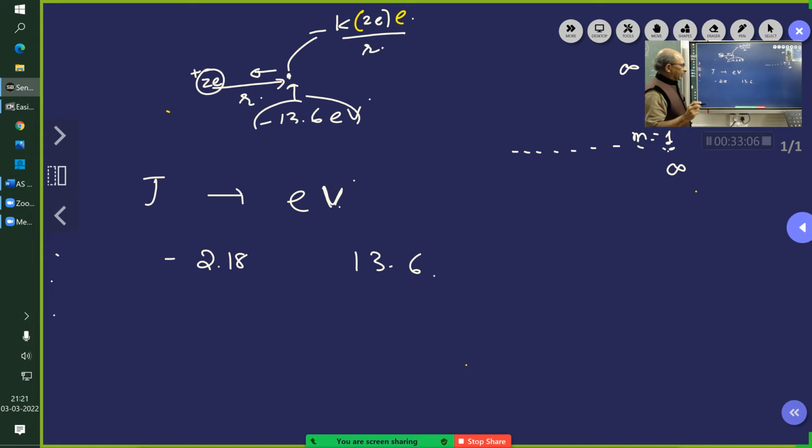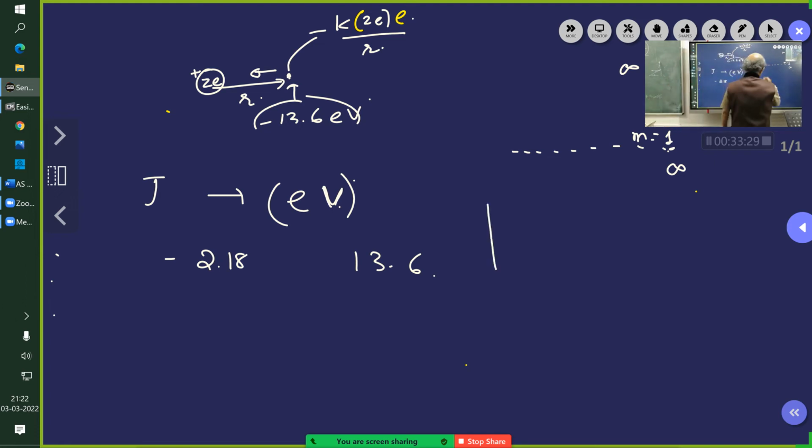So now try to understand this very quickly. This unit of electron volt is the gain in the kinetic energy of an electron which is accelerated across a potential difference of 1 volt, and the electron must start from rest.